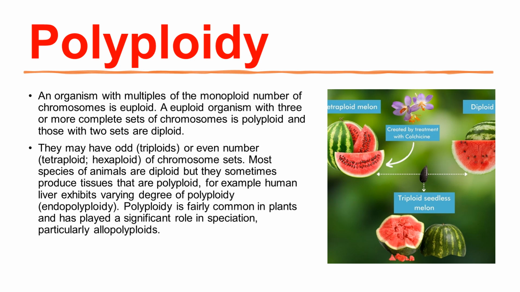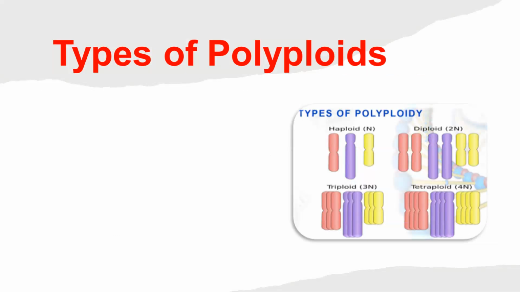Most species of animals are diploid, but they sometimes produce tissues that are polyploid. For example, human liver exhibits varying degrees of polyploidy, endopolyploidy. Polyploidy is fairly common in plants and has played a significant role in speciation, particularly allopolyploids. Types of polyploids.